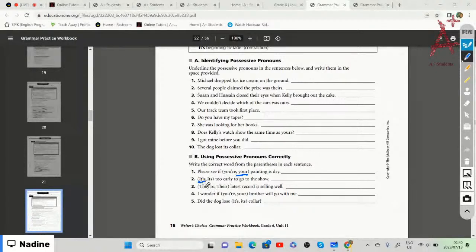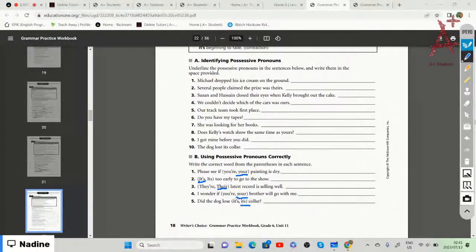"They're" with the apostrophe, or "their" latest record is selling well. We can say "their" belongs to them. And I wonder if your brother will go with me, right? So which means that your brother, right? And did the dog lose its color or it is color? Its color, right?